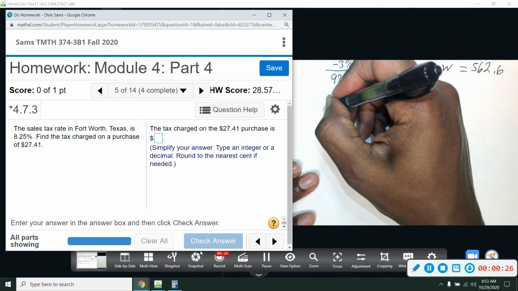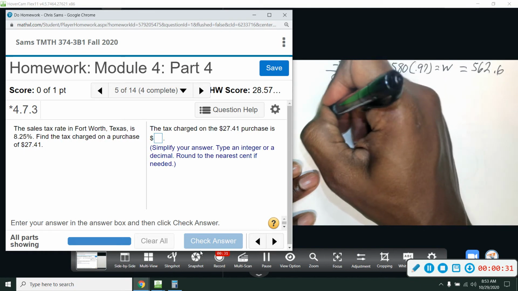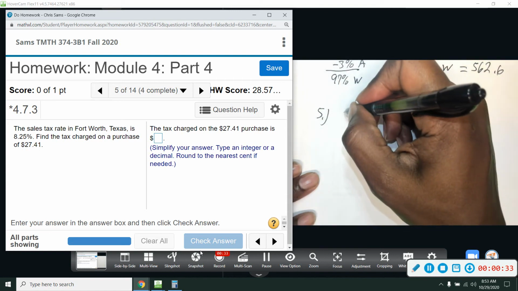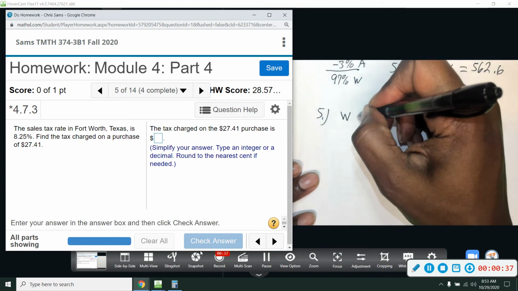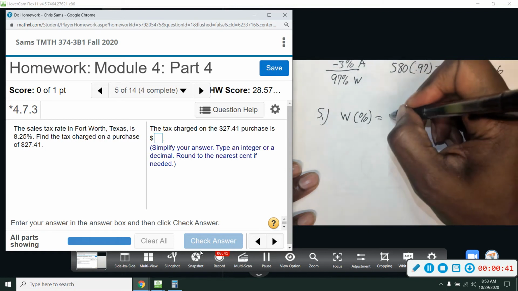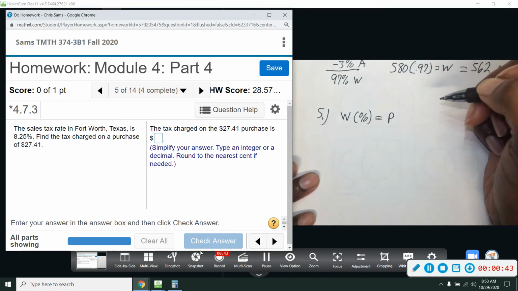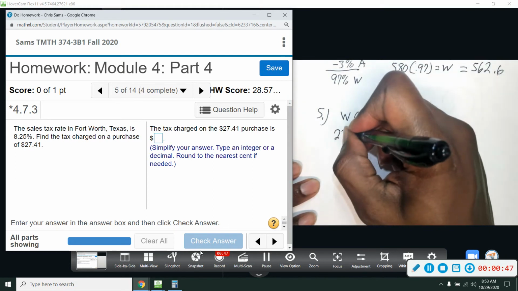So if we have, and this is kind of going back to what we've been doing, we have the whole times the percent. That's going to be the tax rate. That's going to equal the part. That's going to be the actual amount of tax. So we have our 27.41.